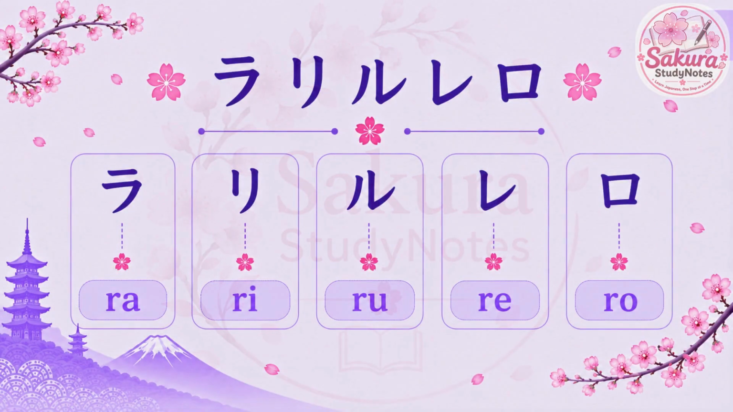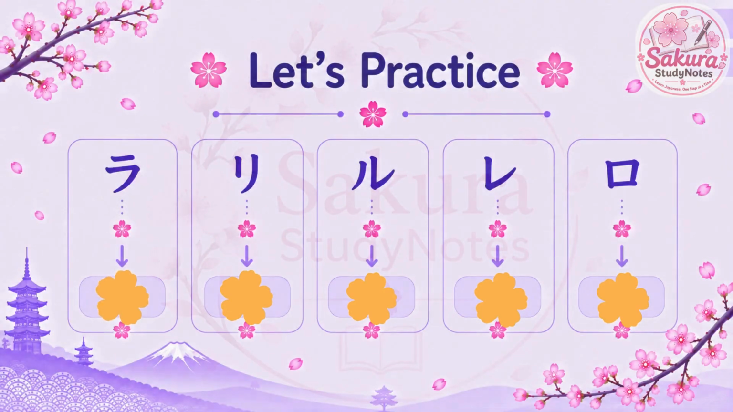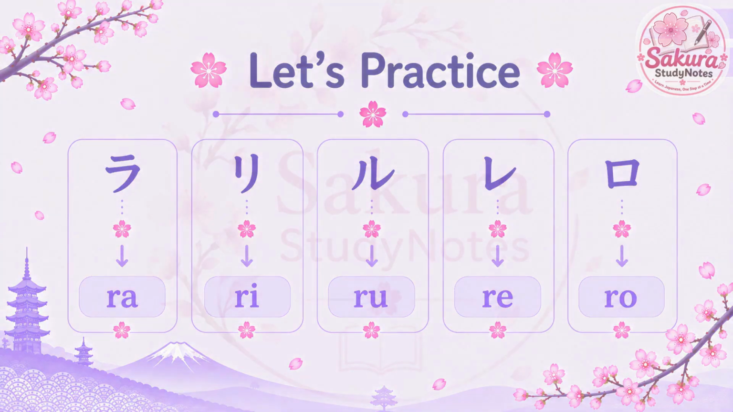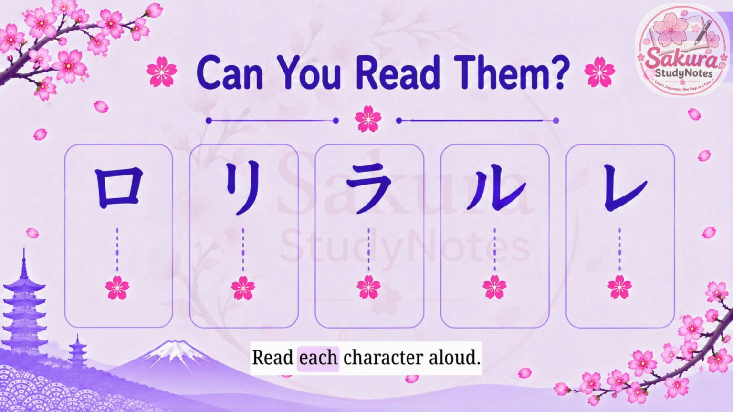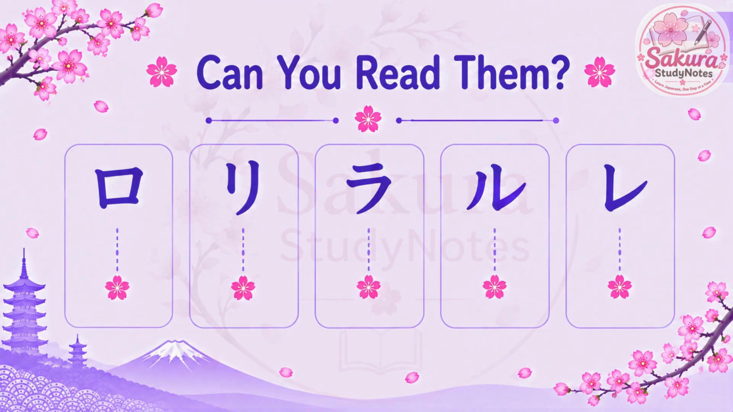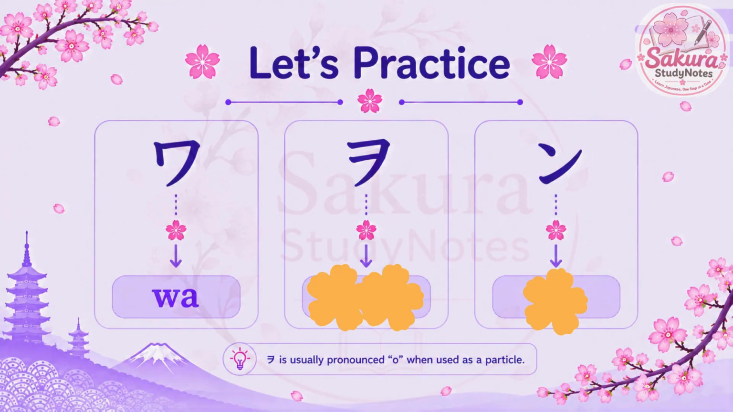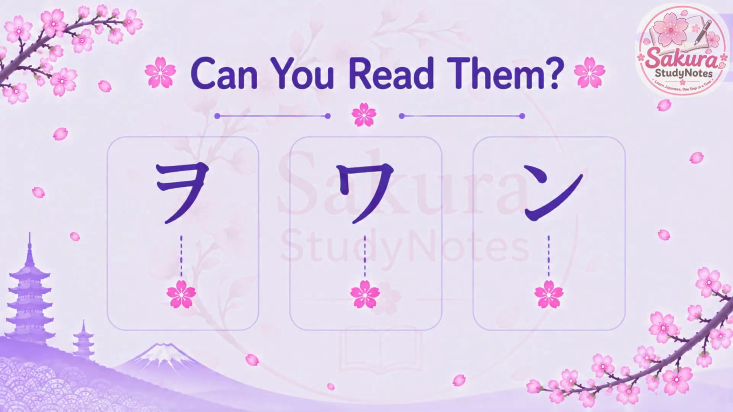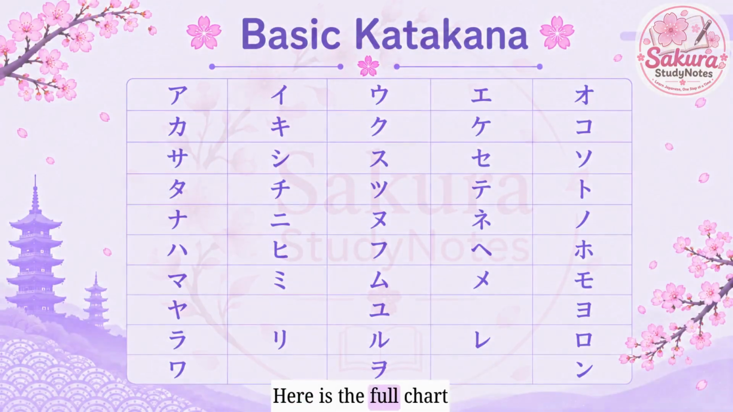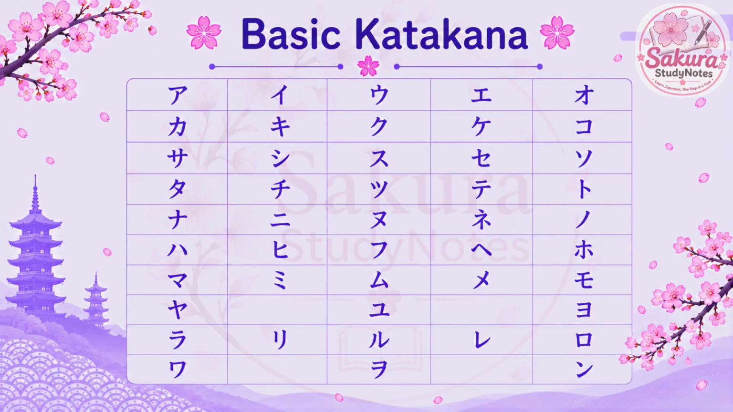Next, we learned the R row. Let's practice to read. Ra, Ri, Ru, Re, Ro. Can you read them? Read each character aloud. Finally, we learned Wa, Wo, N. Let's practice to read. Wa, Wo, N. Can you read them? Read each character aloud. Here is the full chart of completed basic katakana.